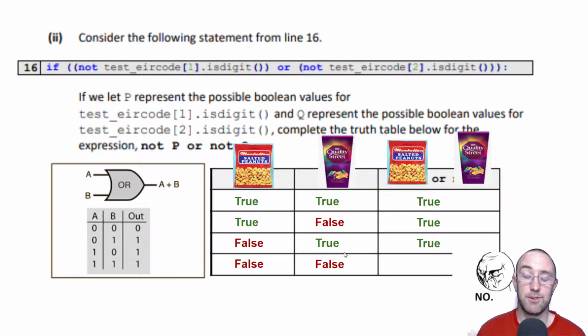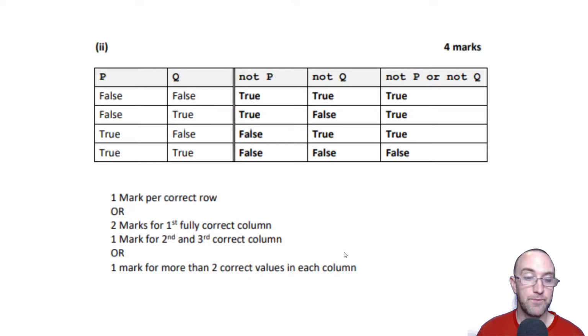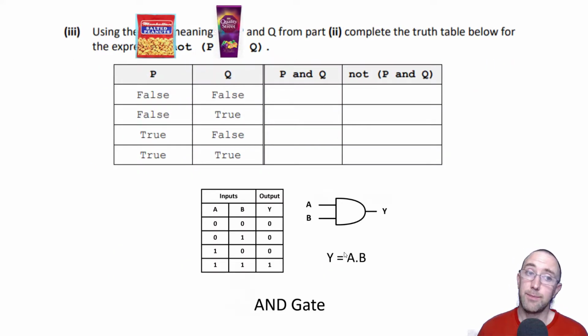So I will return false. You have failed in your mission. So that's the answer to that one. And there it is in a marking scheme. Let's just do the same thing using peanuts and Quality Street again, this time with an AND.